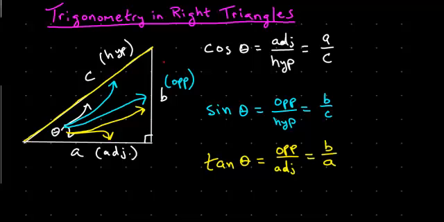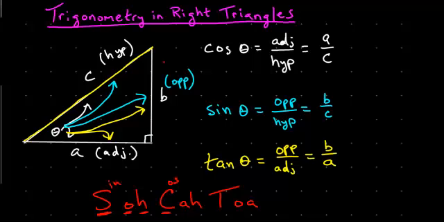And some of you probably remember SOHCAHTOA. Okay? So this is sine equals opposite over hypotenuse. Cosine equals adjacent over hypotenuse, and tangent equals opposite over adjacent. SOHCAHTOA. That will help you memorize how to find those.